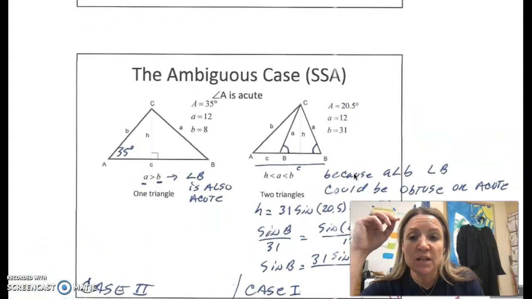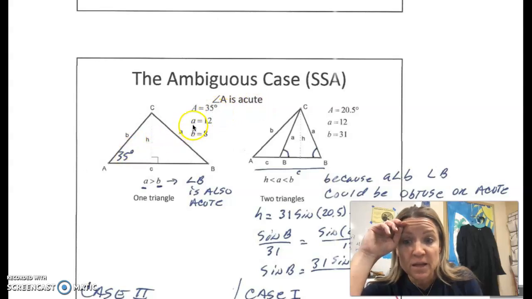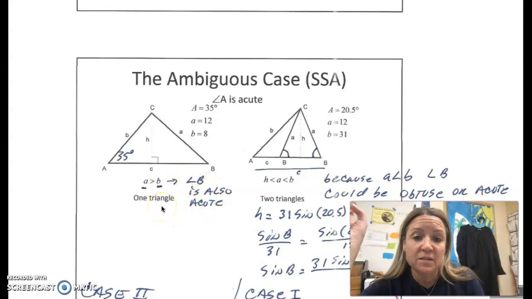All right, so let's look at this example on the left. A is still acute, so angle A is 35, side A is 12, and side B is 8. Just so happens that A is greater than B, and angle B is also acute, so it makes one triangle.